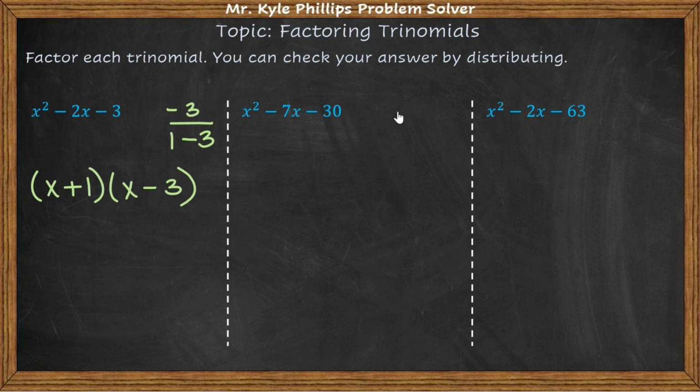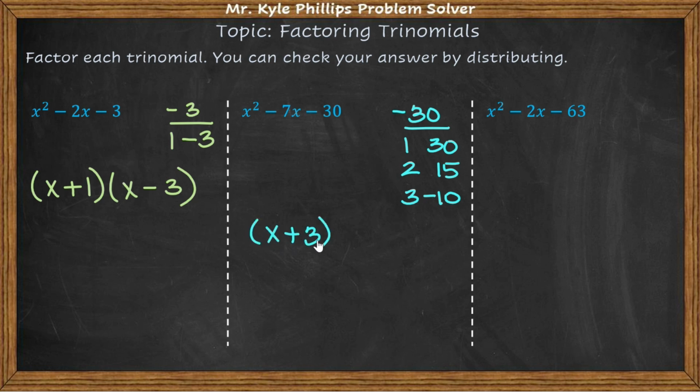All right, here, let's look at the negative 30. So I have 1 and 30. Can I combine these in any way to get 7? Not really. 2 and 15. Can I combine these in any way? No. What about 3 and 10? Looks like it. 3 and 10 I could combine in some way to get 7. Now, I need a negative 7. So 3 minus 10 gives me a negative 7. Positive 10 minus 3 gives me a positive 7. So I need the larger number here to be negative. So my factors would be x plus 3, x minus 10.